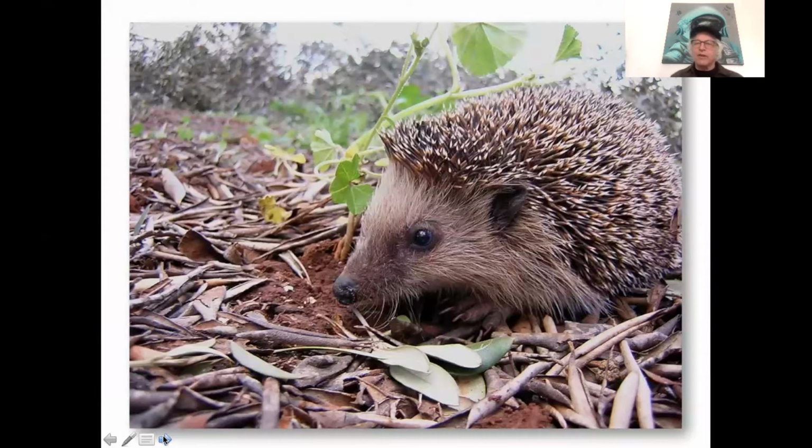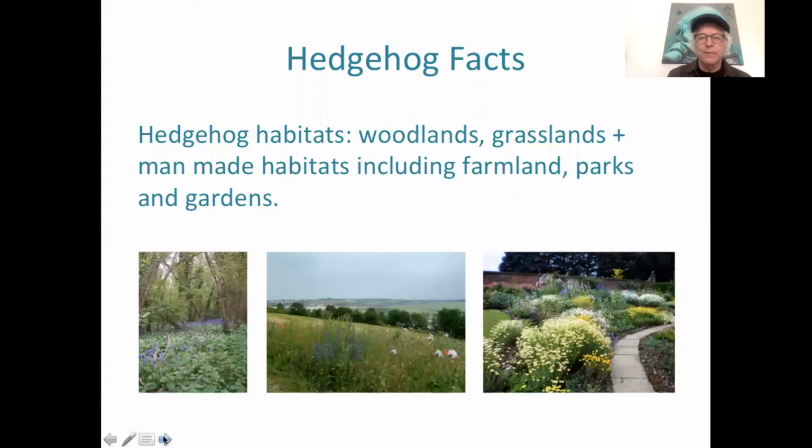Okay, so let's think of an example of an animal that was once quite common actually to Lincolnshire, the hedgehog. Think about its habitat, think about the kind of dangers that it's currently facing in its environment. Okay, so hedgehogs live in woodlands, grasslands, and also man-made habitats, including farmland, parks, and gardens. Very often you might see a hedgehog in your garden or even on your street.